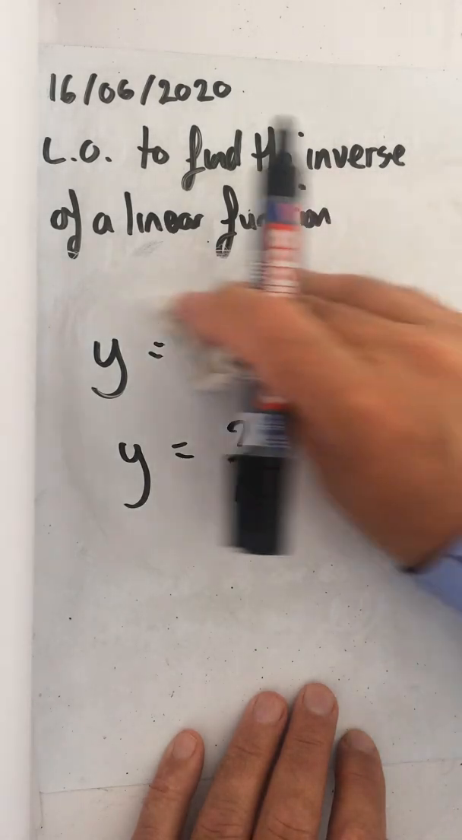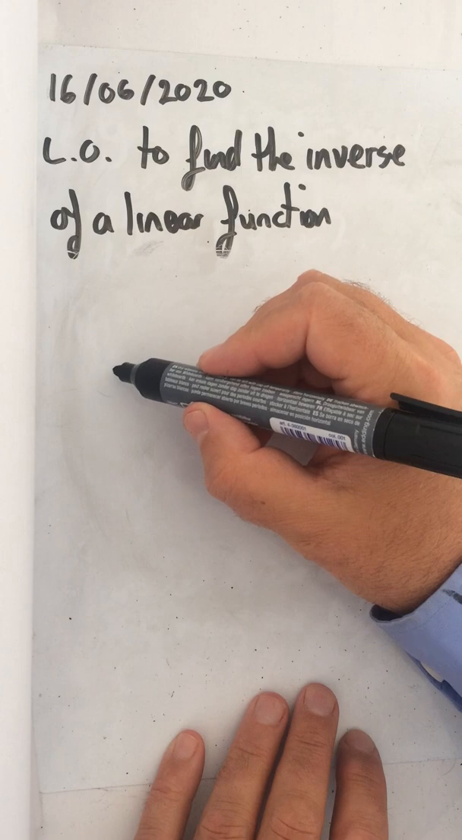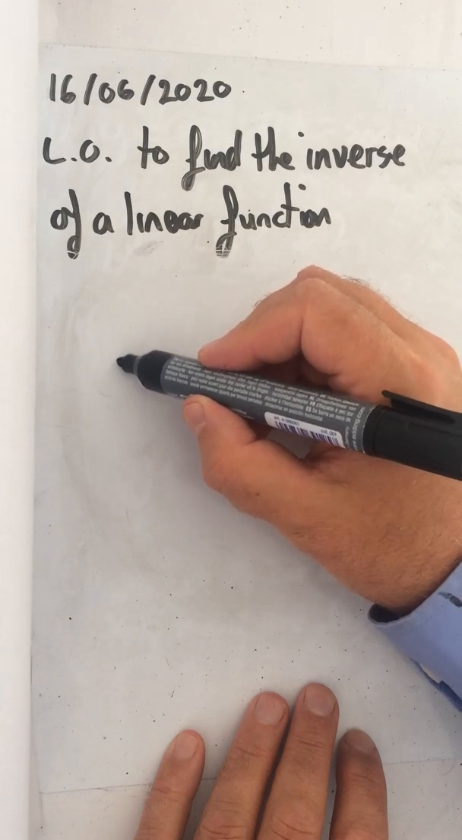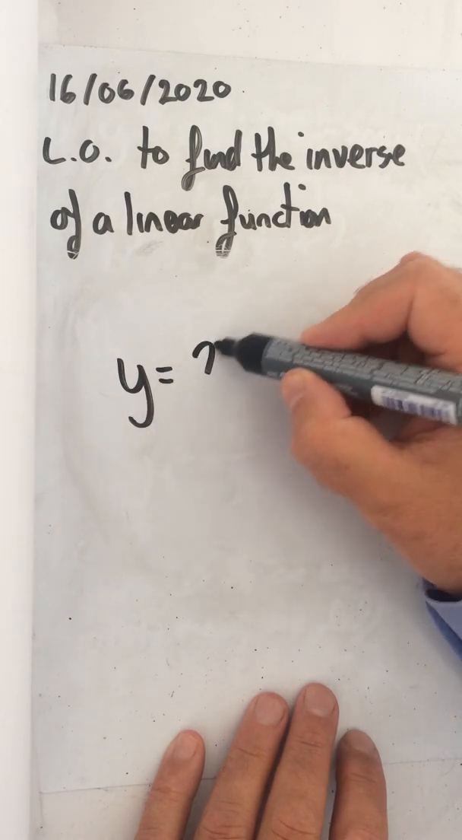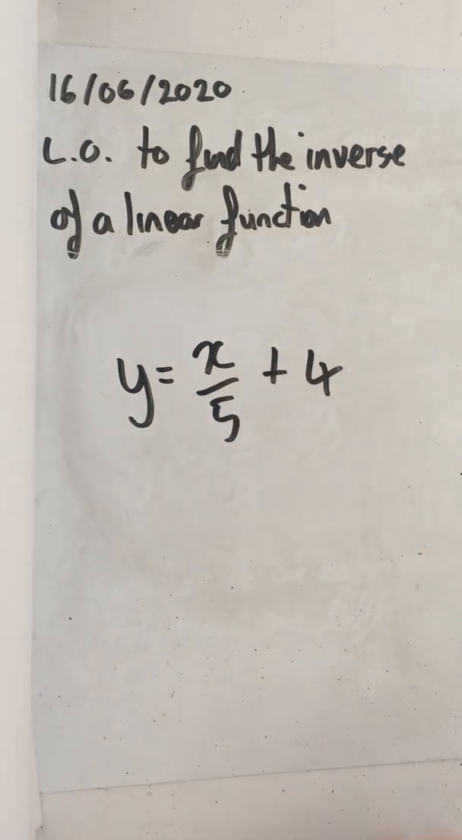Let's have a look at this one. Have a little go at this one yourself, okay? y is equal to x over 5 plus 4. Have a go at that yourself. Just pause the video a moment and have a go at that. Right, let's have a little look.